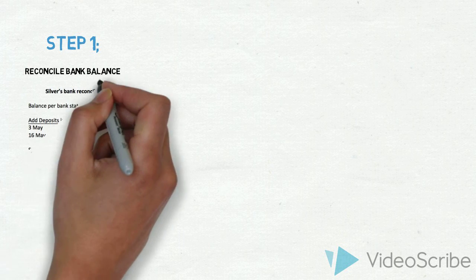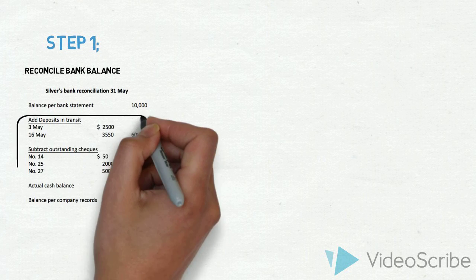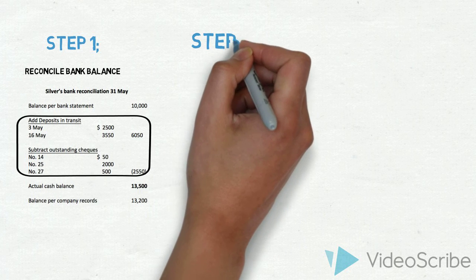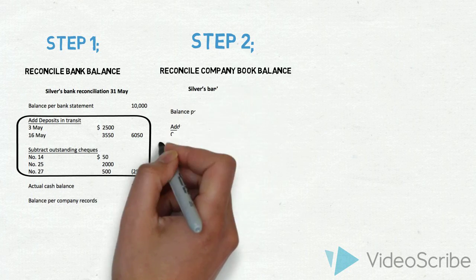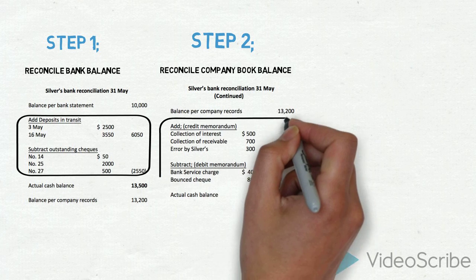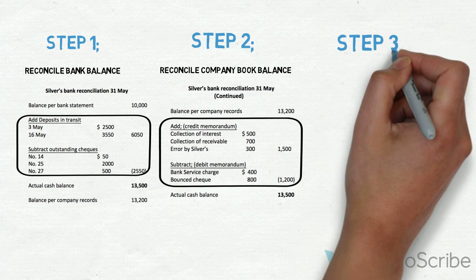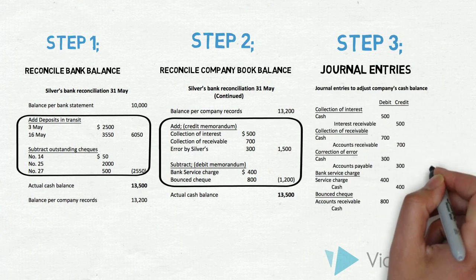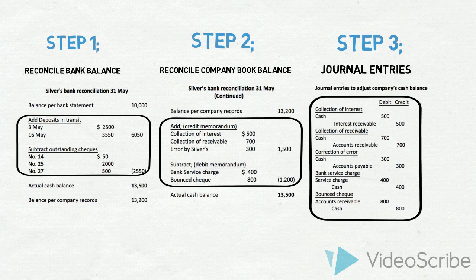Step 1. We reconcile the bank balance by adding deposits in transit and subtracting outstanding checks. Step 2. We reconcile the company's book balance by adding credit memorandum and subtracting debit memorandum. And step 3. Finally recording the journal entries to adjust the company's book balance to the actual cash balance.